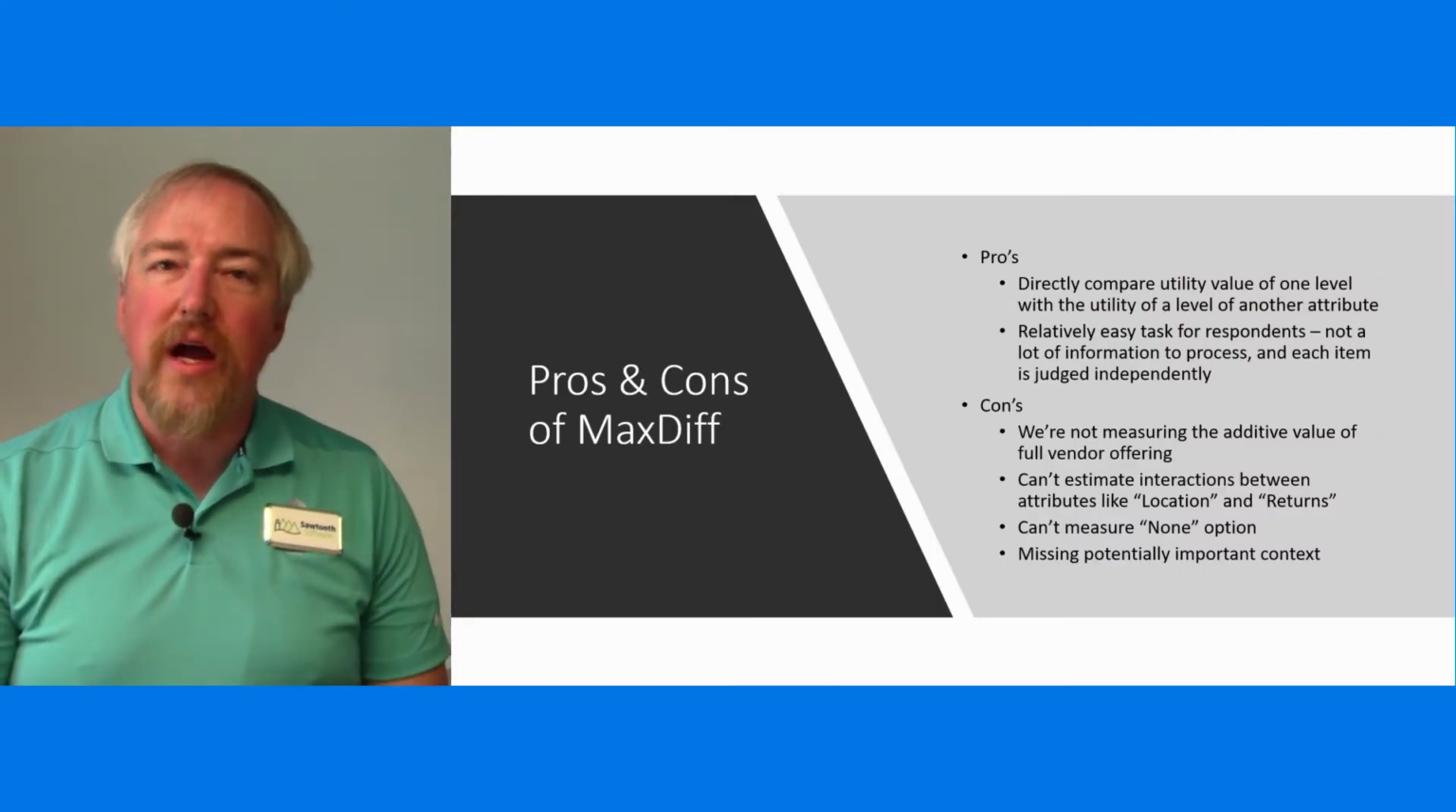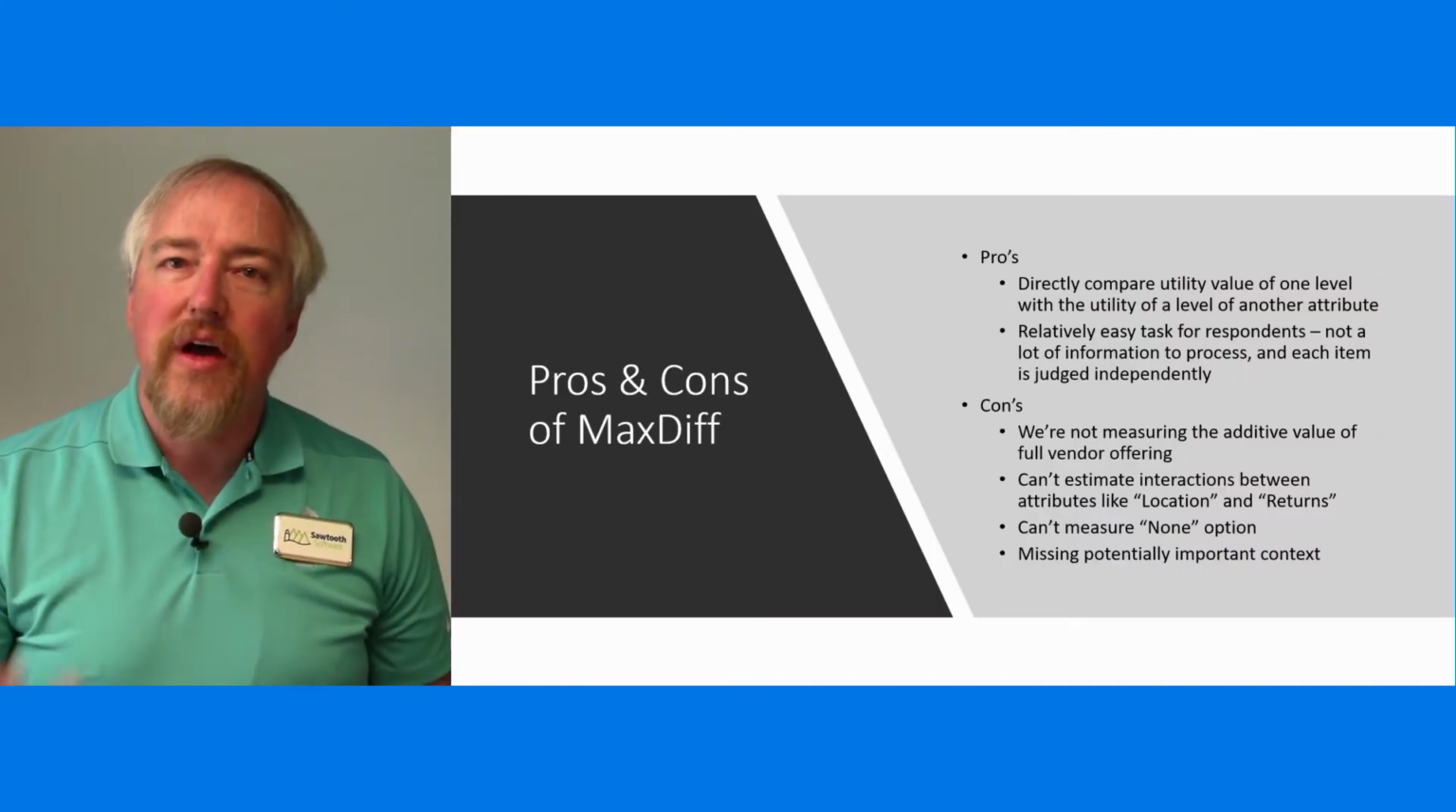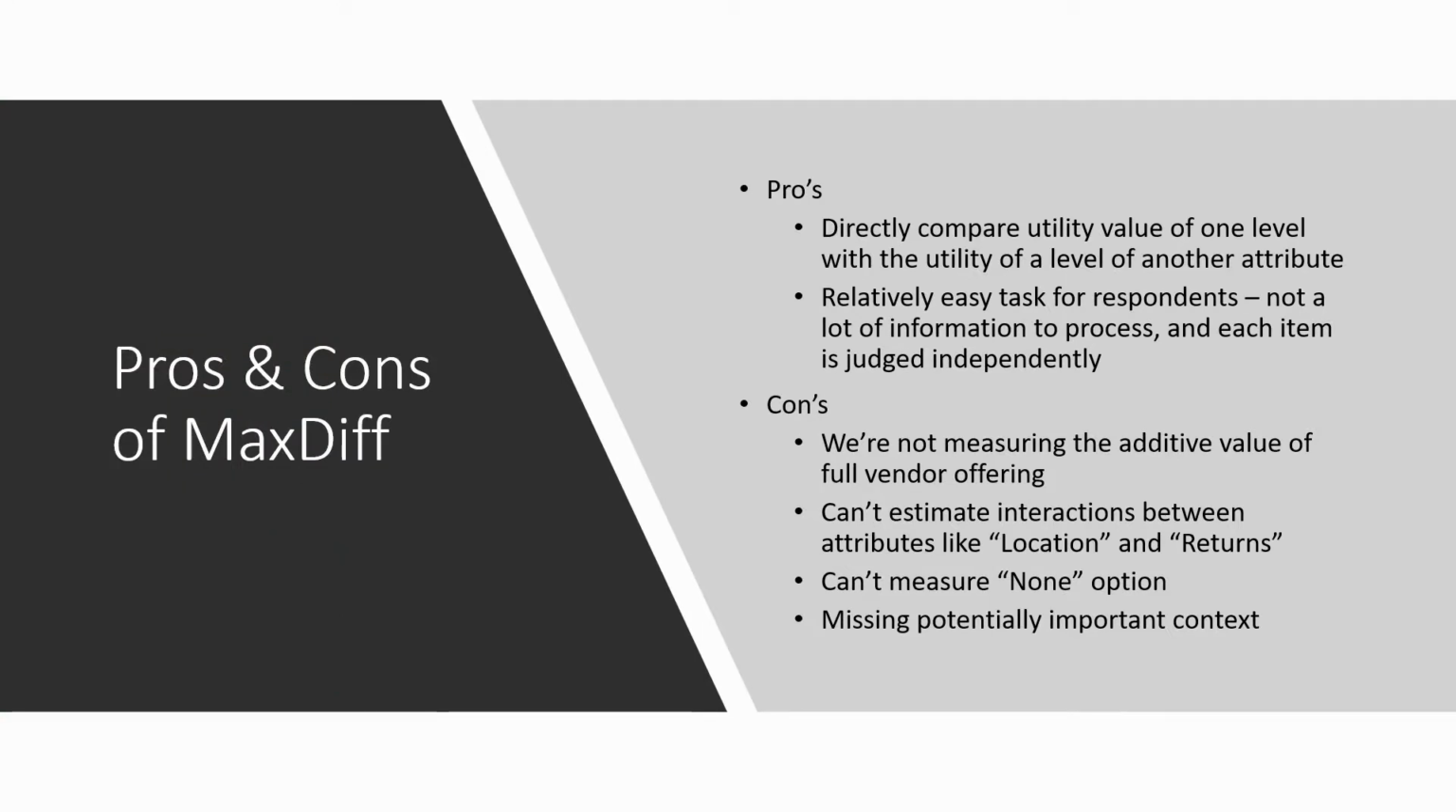So with a regular standard MaxDiff, we've got the pros that we can directly compare utility values of one level within our study with a utility value of another attribute. And so again, MaxDiff doesn't care about attributes, so all these things are treated as individual components. And so we're just saying, assuming all these individual components are on the same scale, tell me which one's the most preferred and which one's the least preferred.